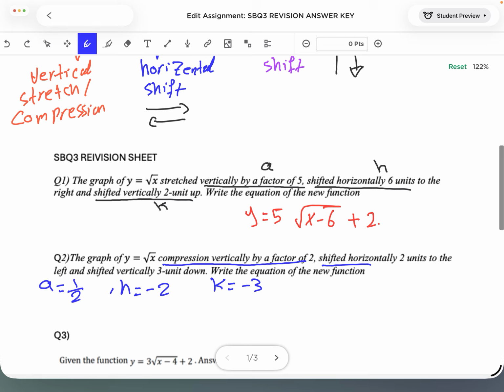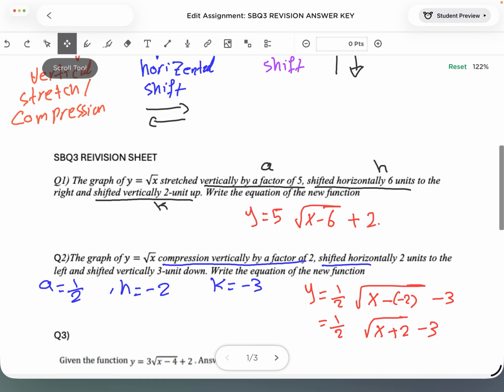So I will replace in the equation or in the formula. Y will be A, which is 1 over 2, square root of X minus H, which is negative 2, plus K, which is negative 3. So I will write it again as 1 over 2, square root of X plus 2, minus 3. This is how we write the graph of radical X after a type of movement: up and down, left and right, vertical stretch or compression.